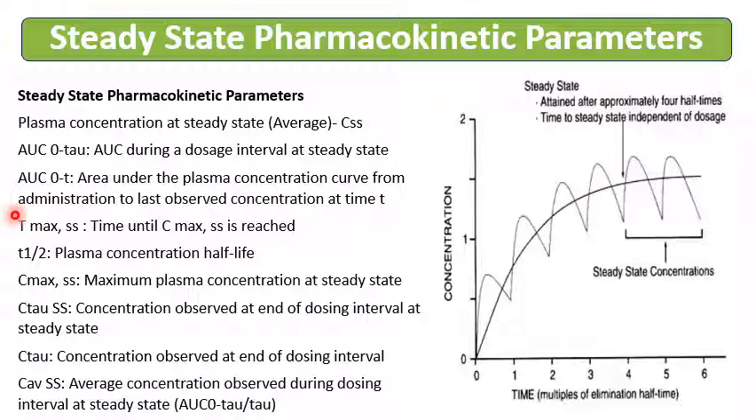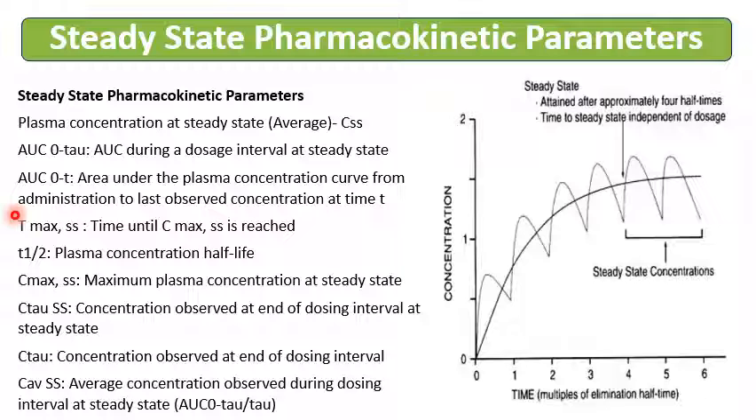Whenever you see SS, that means steady state. The abbreviation is SS, that is the steady state. First of all, the plasma concentration at steady state is called CSS, and that is the average plasma concentration at the steady state. That means the steady state is achieved, and after achieving it, whatever the plasma concentration is, that is the average plasma concentration, known as CSS.